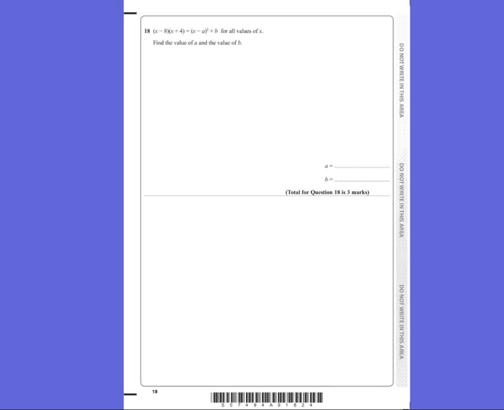Question 18. x minus 8, brackets, x plus 4 equals x minus a squared plus b. So basically this means we need to complete the square and work out what a and b must be. So the first thing we're going to do is expand the brackets. So we'd have x squared minus 8x plus 4x minus 32. And that will give us x squared minus 4x plus, minus 32.